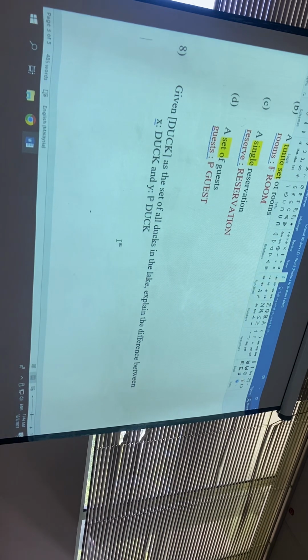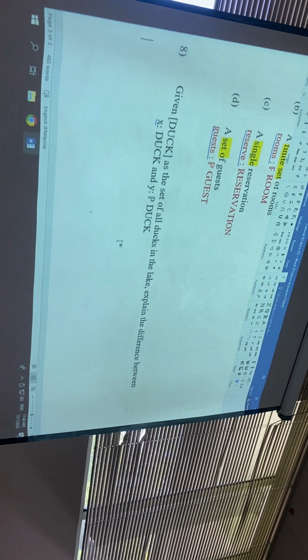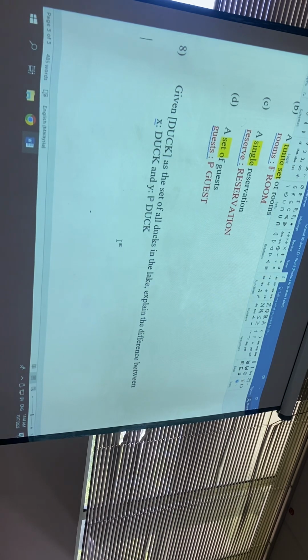What is the difference between X and Y here? Single and power set. Okay, so single and power set. So how are you going to explain this? Of course we know the symbol is single or power set, but what do we understand?